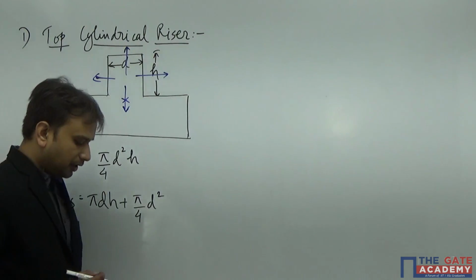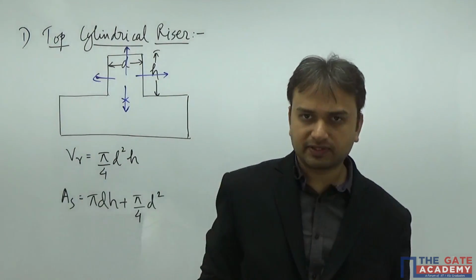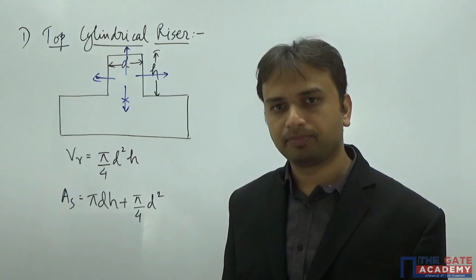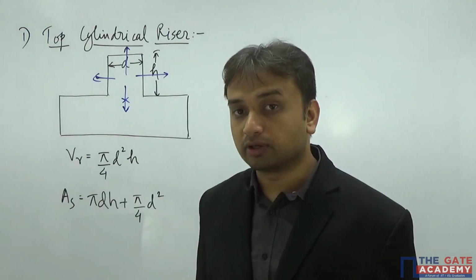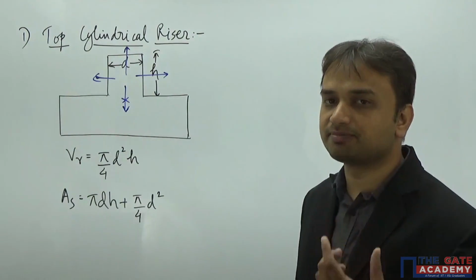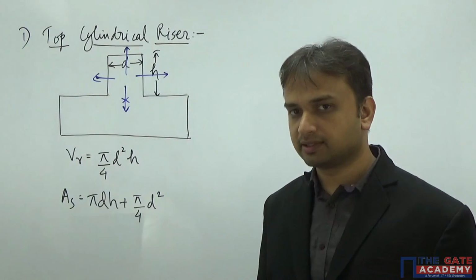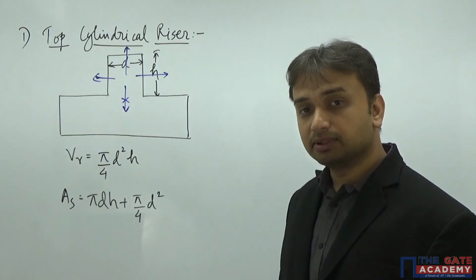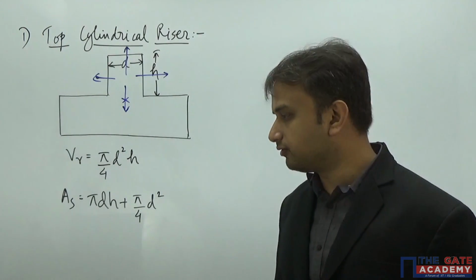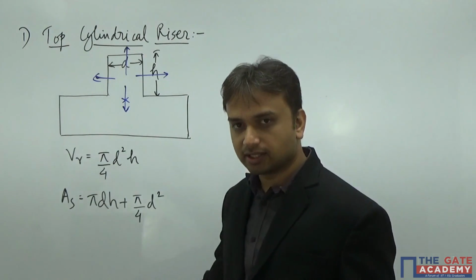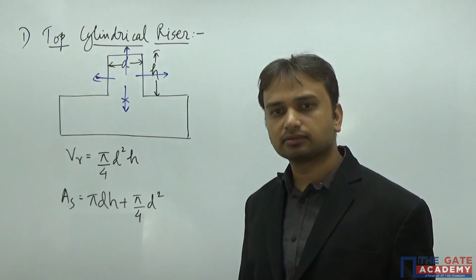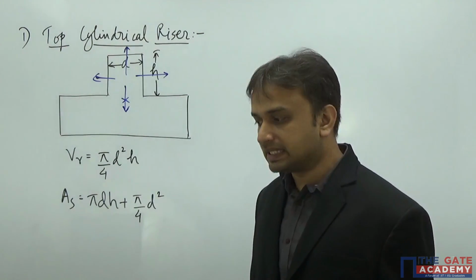Fine. Now, since we have to minimize the surface area, don't you think we can apply maxima and minima here? Of course we can. For minimizing, we have to differentiate the surface area with respect to one variable. Now, what is that variable? Is it d or h or pi or 4? Forget about pi and 4. We have to select between d and h, but d and h both are variables.